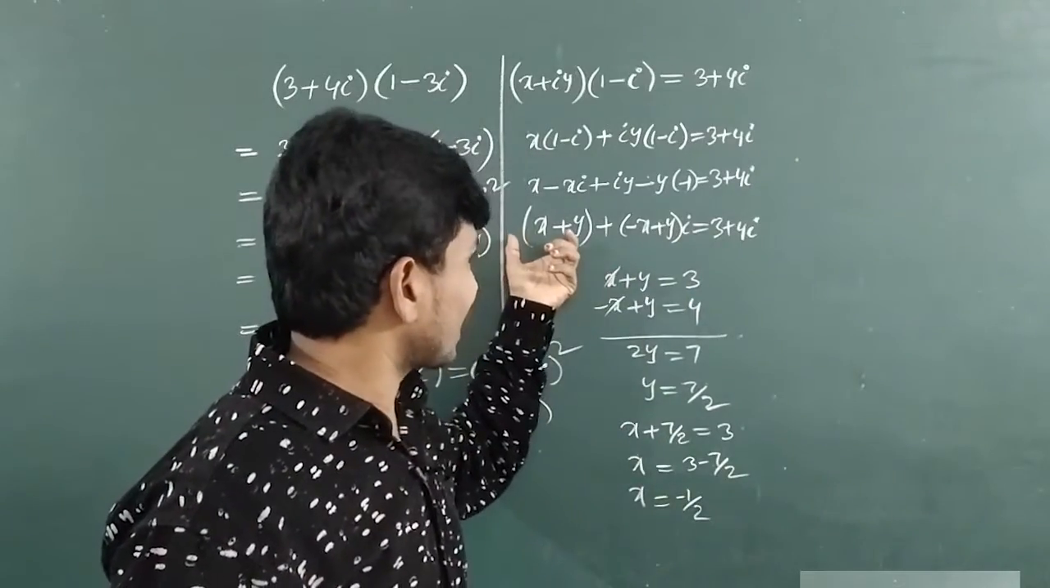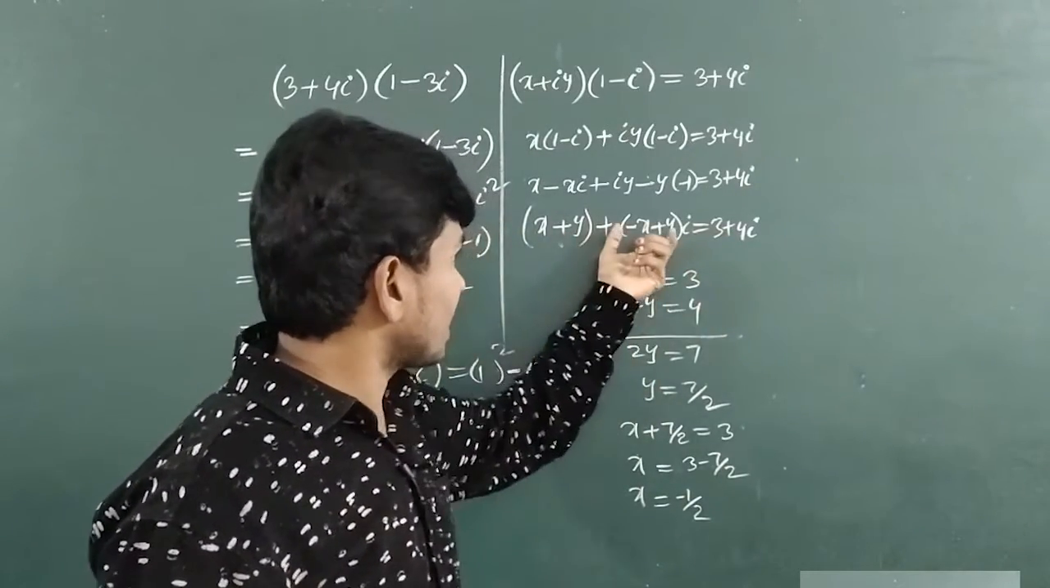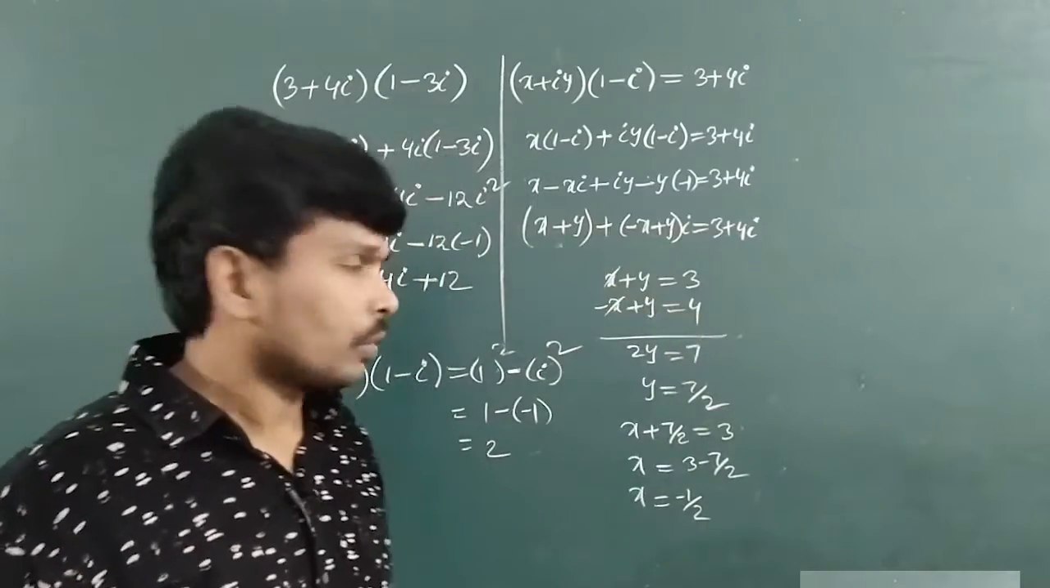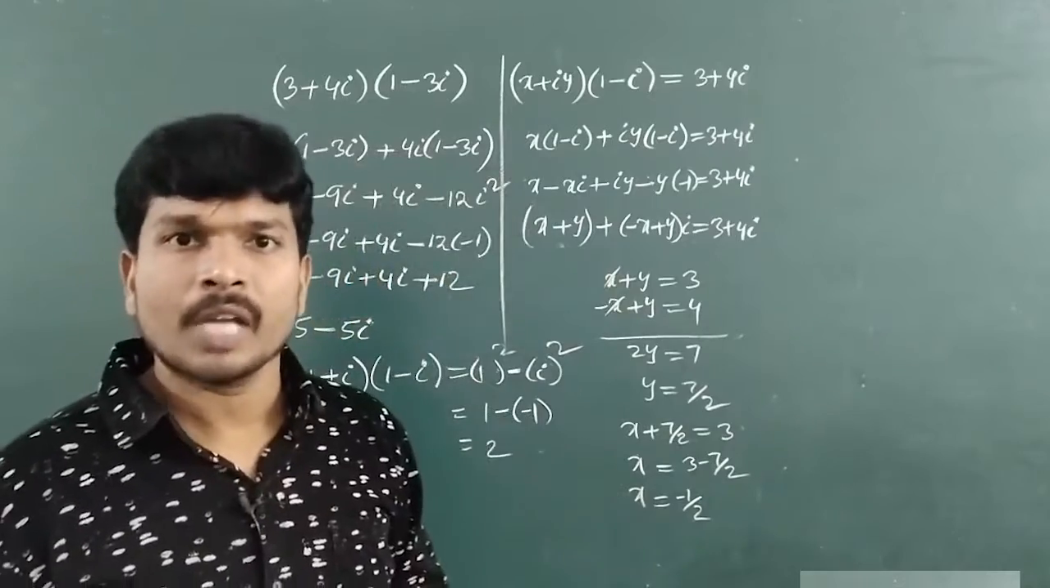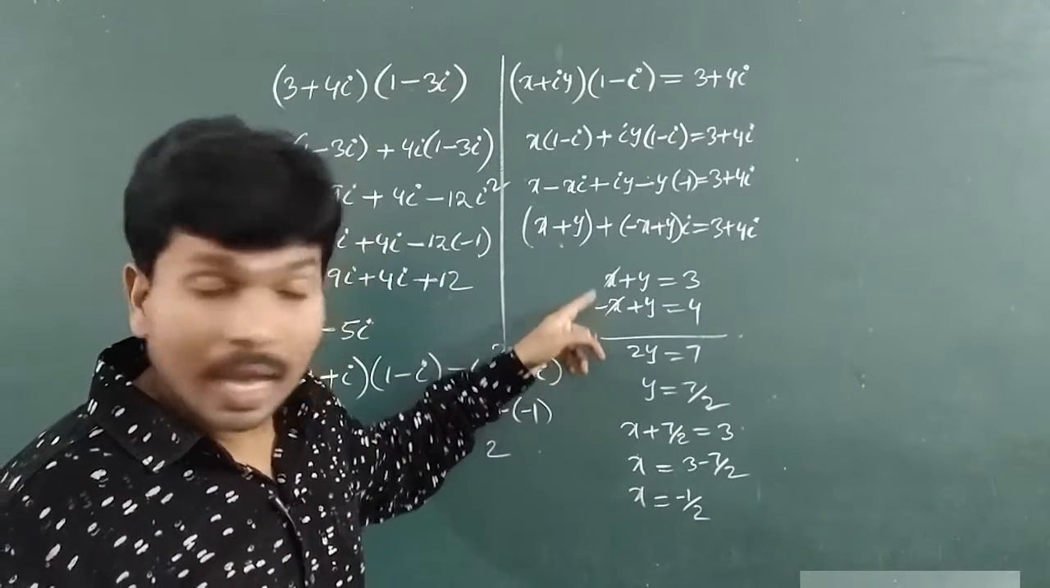So real part x plus y value is 3 and imaginary part minus x plus y equal to 4. So these are the simultaneous equations. You have known to solve it. Okay, so that's why we used elimination method.